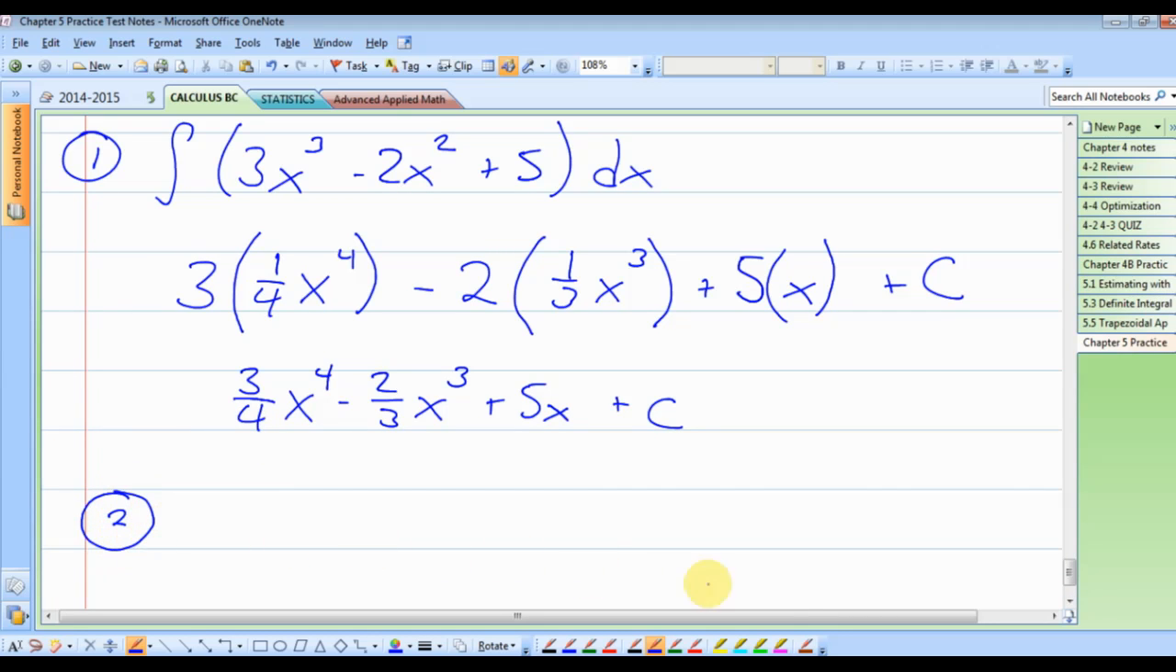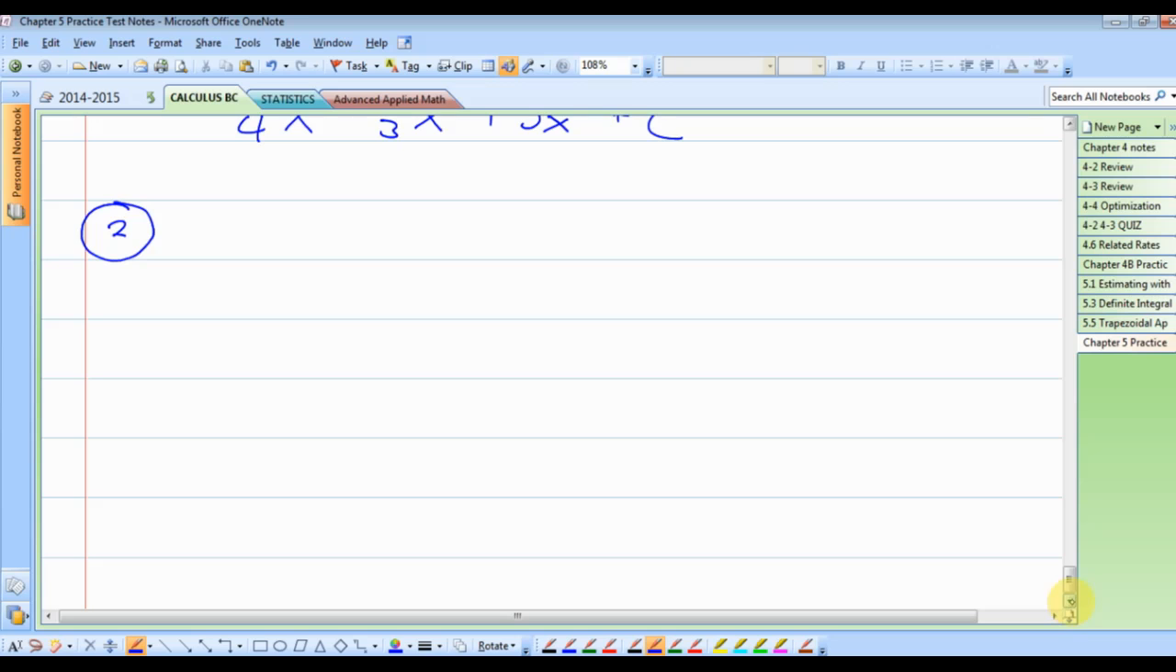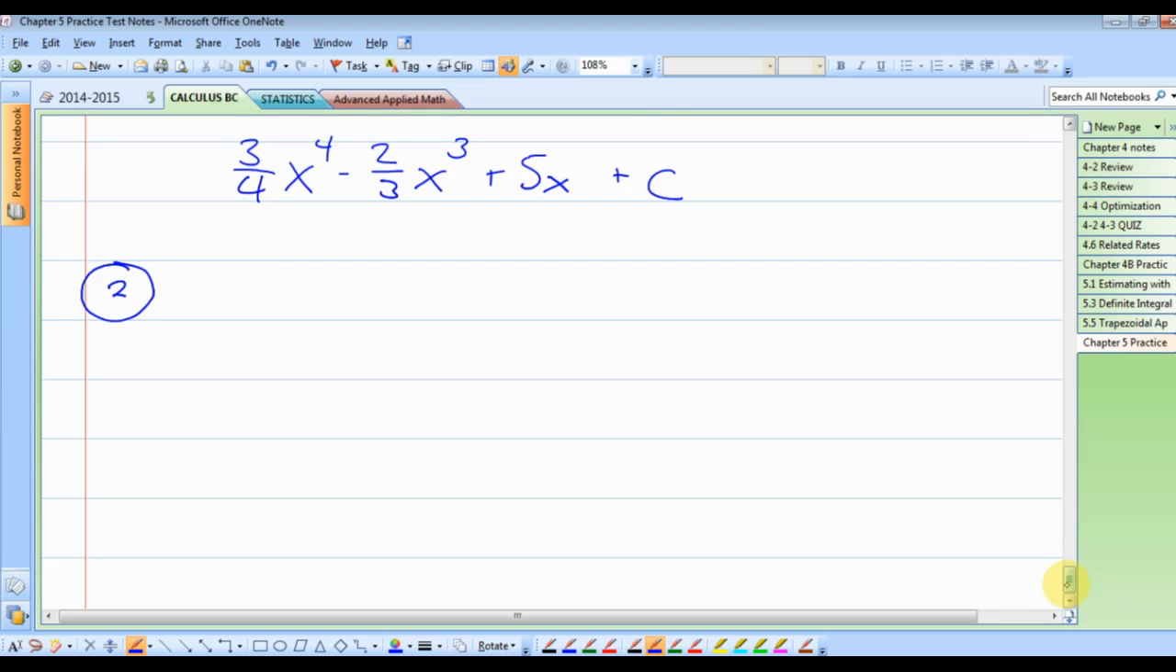Question 2. We're going to evaluate the integral now: 4 plus 5x to the 3/2, everything divided by x to the 1/2, dx.